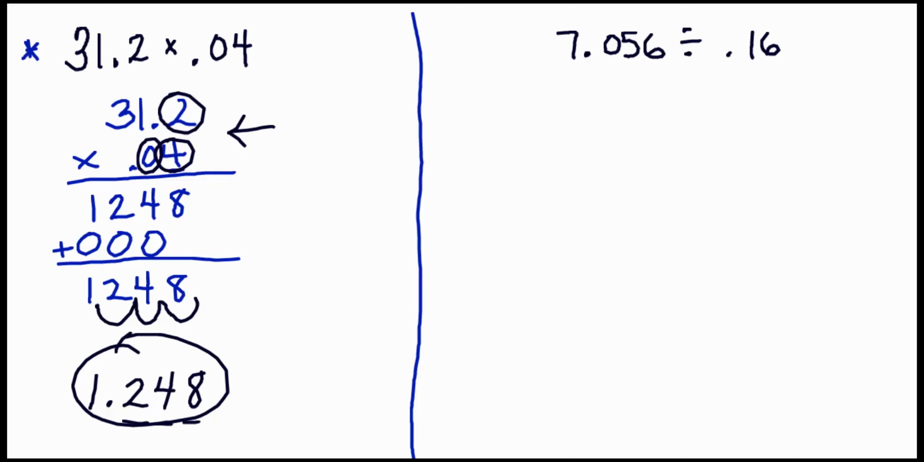For a division problem, we have 7.056 divided by 0.16. Whatever you're dividing by, that cannot be a decimal.